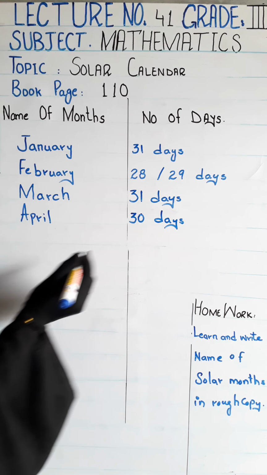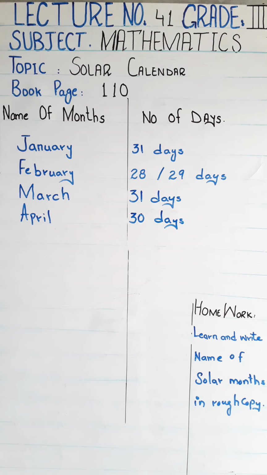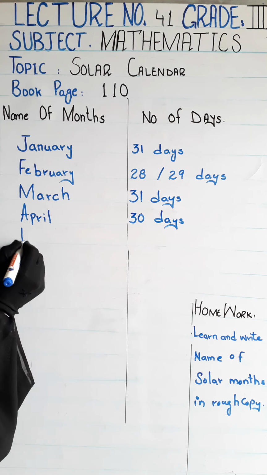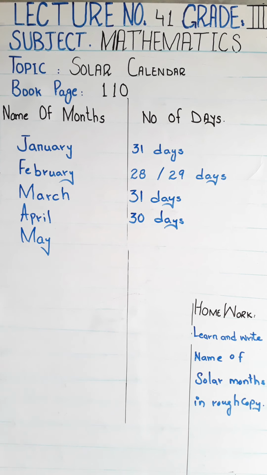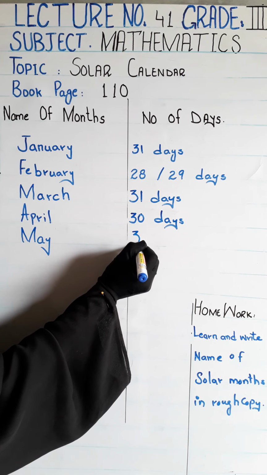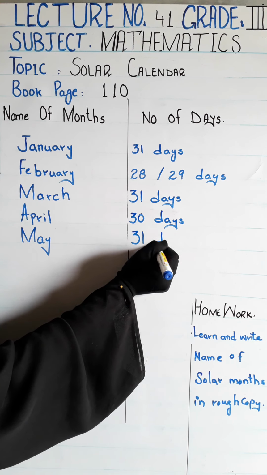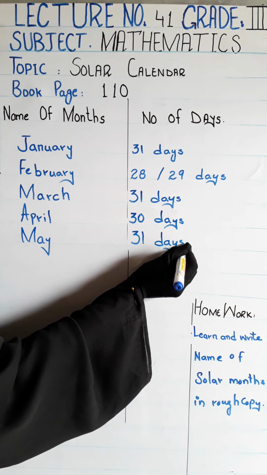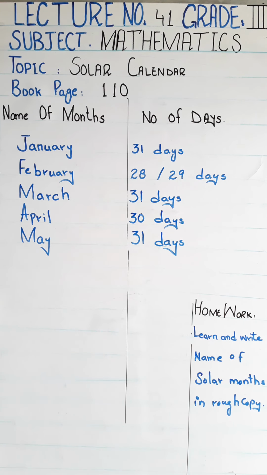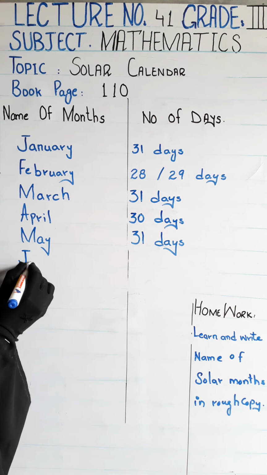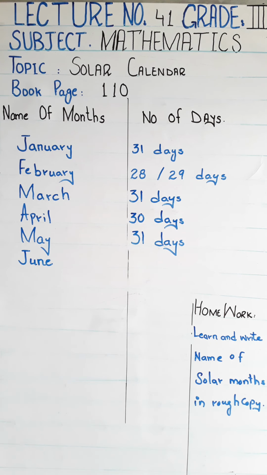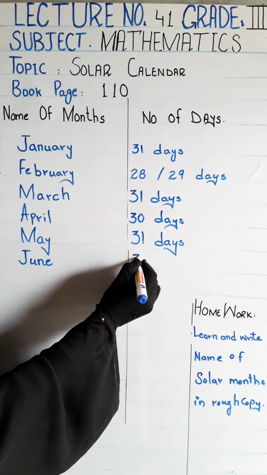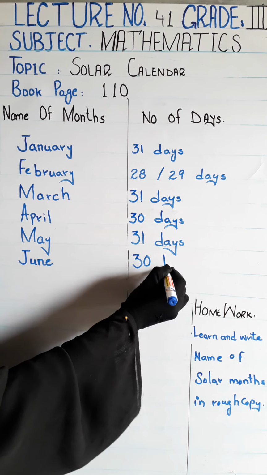After April, which month comes, student? May. The fifth month of the year is May. How many days in May? 31 days. After May, student, which month comes? June. How many days in June, student? 30 days. That's good.